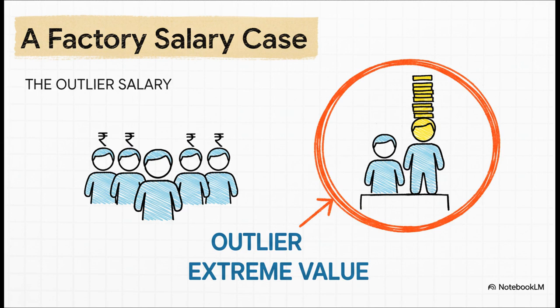We've got a small factory with 5 employees. 4 of them are laborers who each earn 5,000 rupees. But look at this. The supervisor makes 15,000 rupees. That one value is really different from all the rest. In statistics, we call that an outlier.